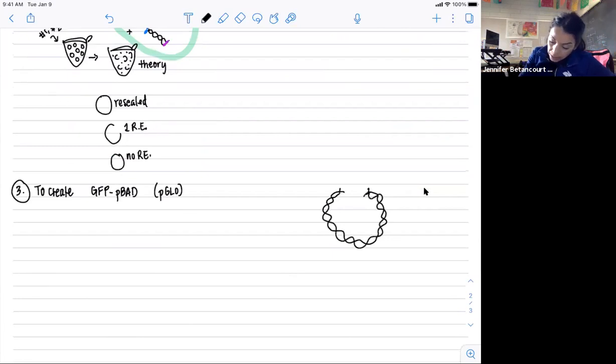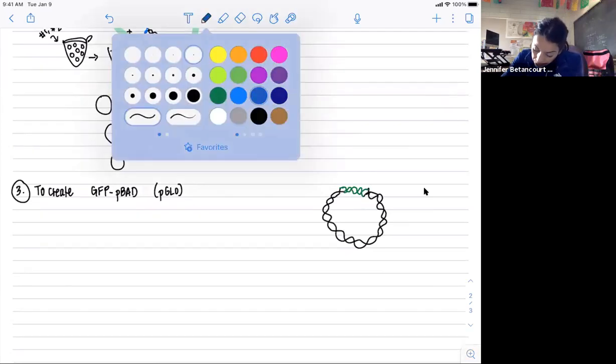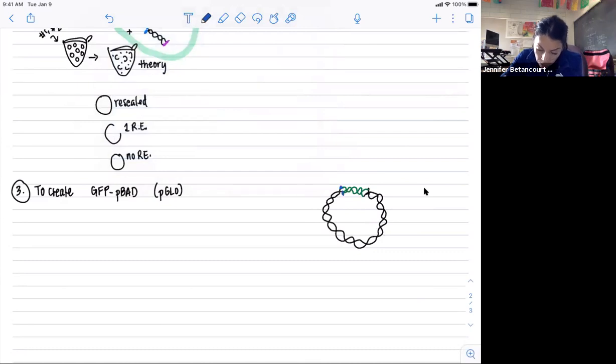And then you're going to stick in, hopefully, by combining the 2 DNAs together in the tube, your GFP into that. Now, why did that work? Because the sticky ends stuck together because they're complementary. That is the goal. This is your p-glow.